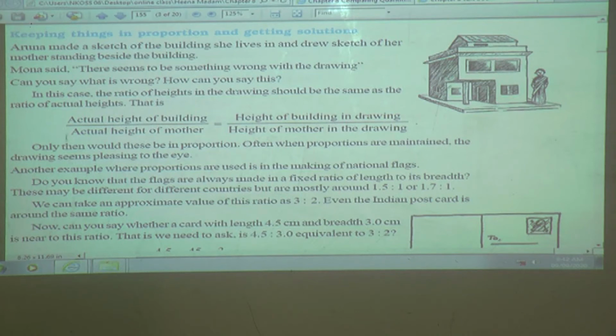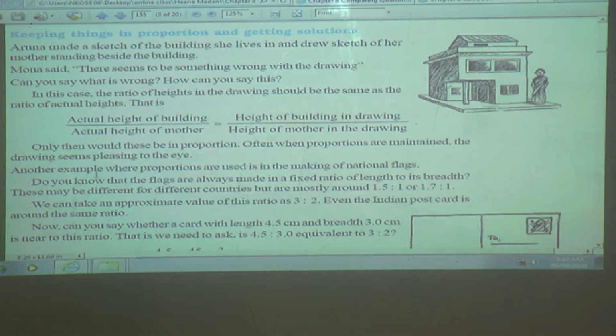Can you draw, or is it possible to draw, the actual height of a building on the paper? No. So we are just using proportions and getting the solution. Only then would these be in proportion. Often when the proportions are maintained, the drawing seems pleasing to the eye.